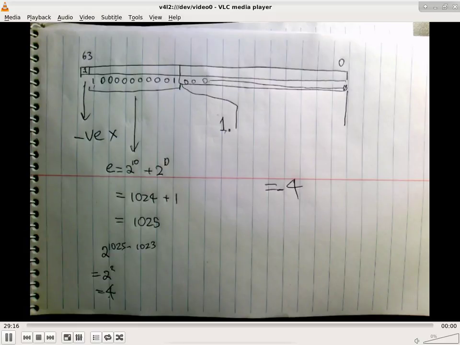When e itself is 0, the actual exponent of 2 is -1023, which is a really, really small value. So that's why it can go really large, and it can also go very small at the same time.